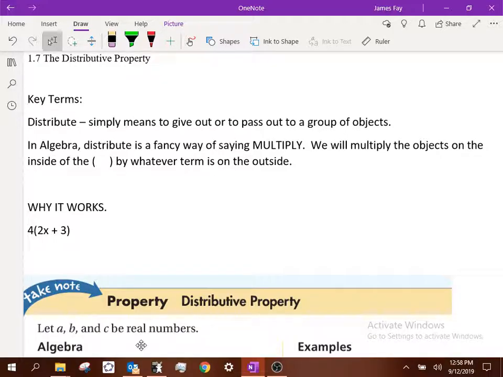So down there in that example where it says why it works, what we're going to do is give the 4 to the 2x. We're going to take the 4 and give it to the 2x. Then we're going to take the 4 and give it to the 3. Does that make sense? But the way we hand it out is through multiplication. So I'm going to take 4 times the 2x and then 4 times the 3. So the distributive property, or whenever you hear somebody say just distribute, all they're saying there is multiply. That is all they're saying.